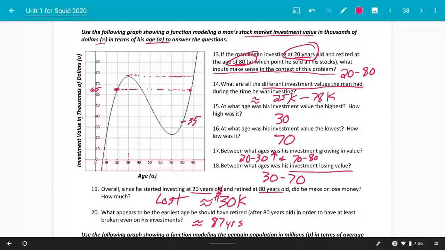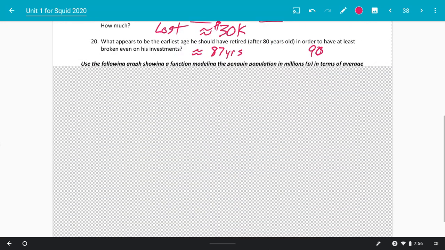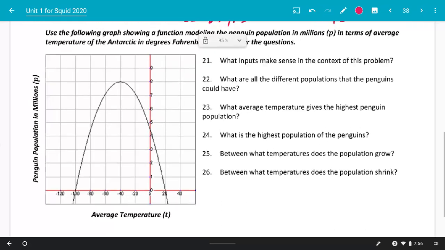And to be honest with you, if you had put 90 and could explain that it's equal to his maximum amount and that's what you consider to break even, I think I would accept that. Sometimes, as long as you can give an explanation as to why you chose what you chose, you can make it work. All right, let's look at this last one.